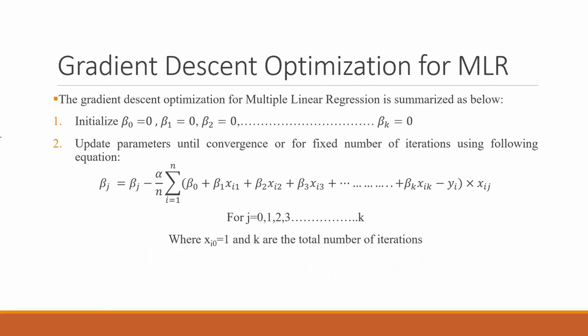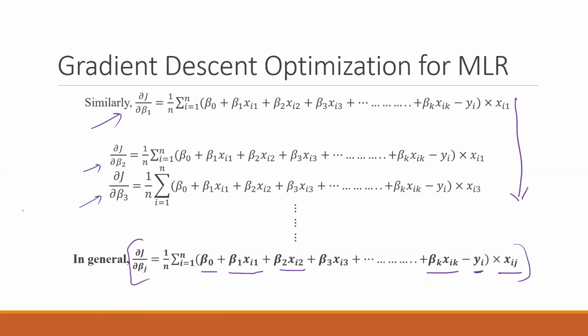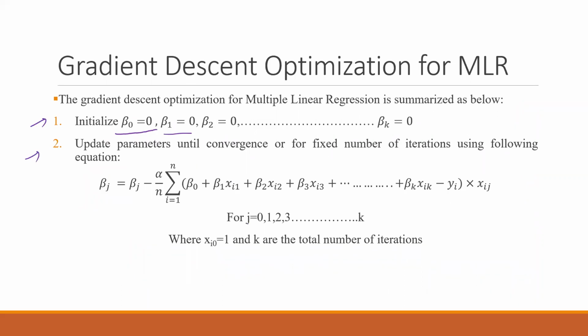Now we have to do two steps: initialize the value and update. Initially we have considered that all the beta values are 0, and because the updating formula is this, beta j minus alpha into that average, I mean you have to put this equation that we found, the general equation. So that has been written here.